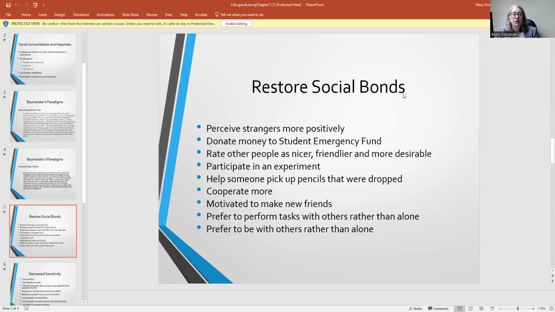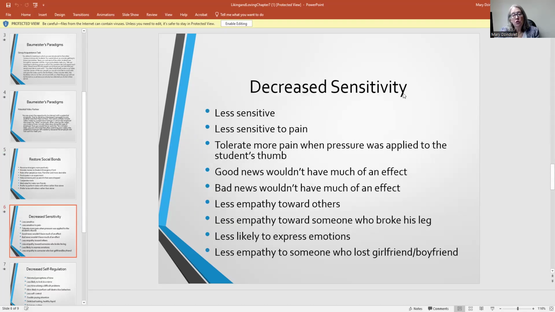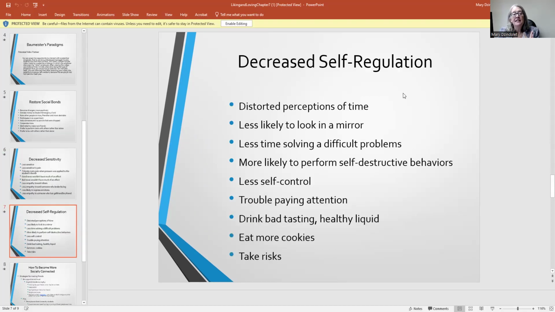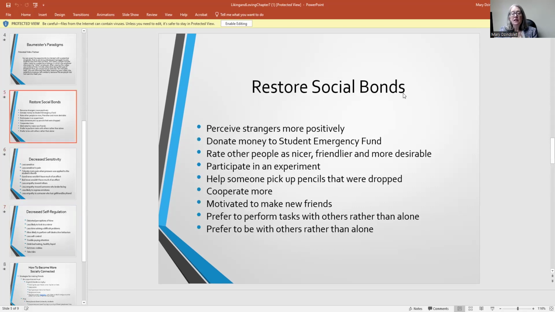And what Baumeister has found over and over and over again is after people get rejected, they're very motivated to restore social bonds. They have decreased sensitivity and decreased self-regulation. So let's talk about what we mean. And these are all different studies that were run. After you've been rejected, you almost want to prove to yourself that you are likable and that other people would want to be your friend.